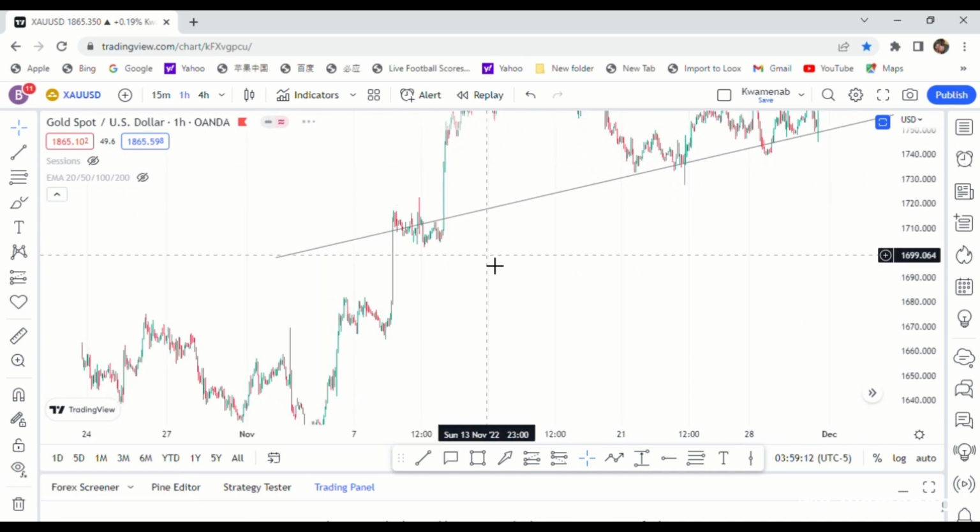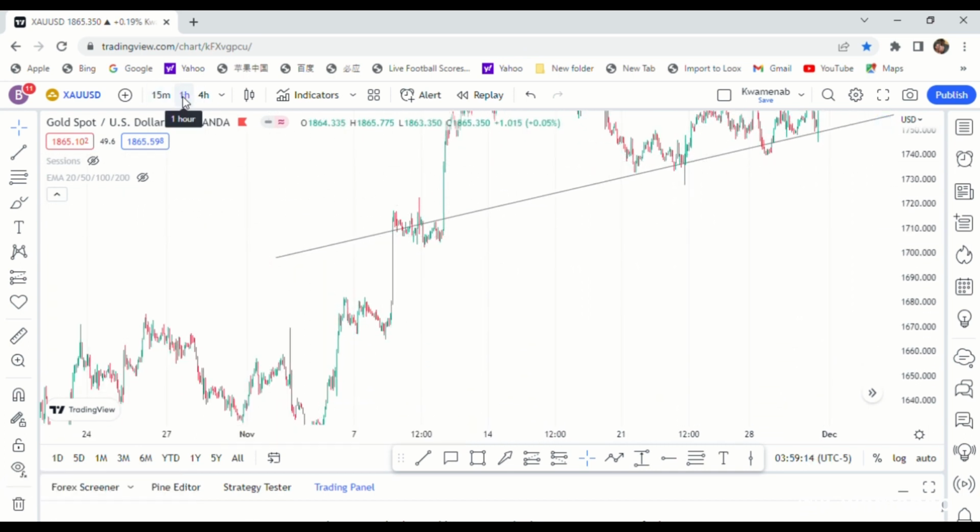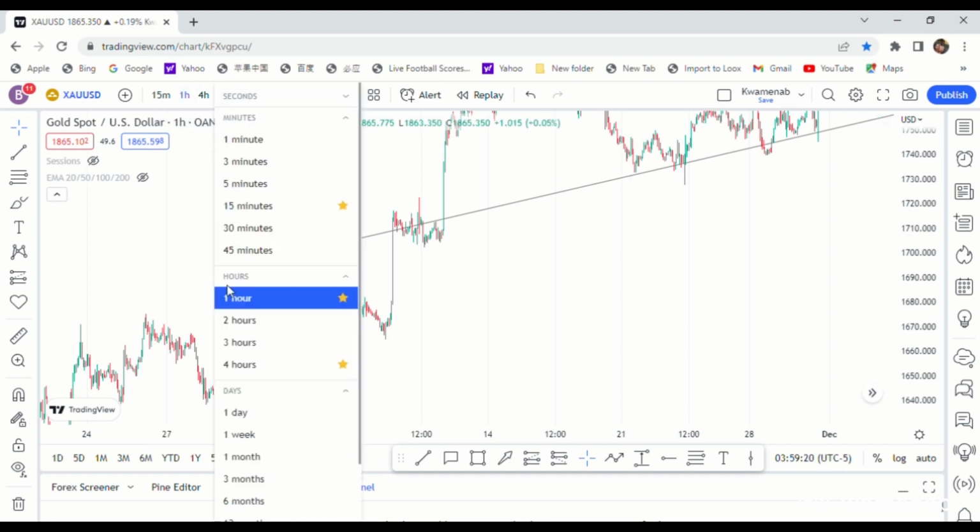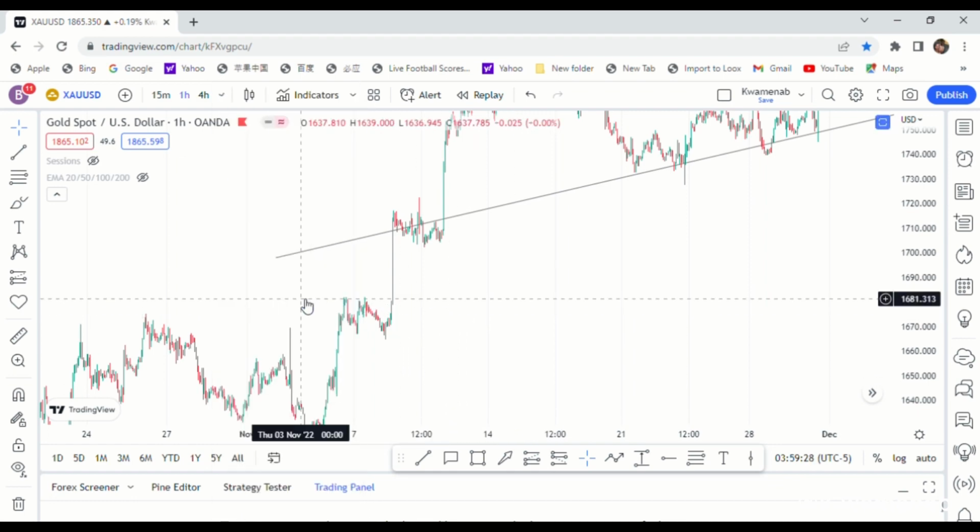So as you can see, right here, you can see that I'm on the 1 hour time frame. Okay, you can see it right there. That's the 1 hour. But we have multiple time frames. We have the minutes, we have the hours, we have the days and the weeks and stuff like that. So you can see I'm currently on the 1 hour time frame.